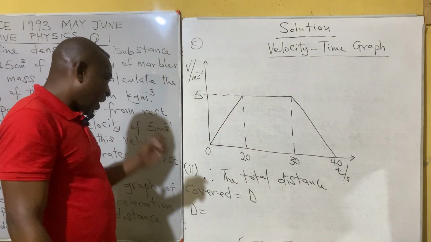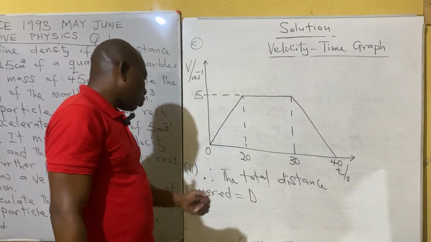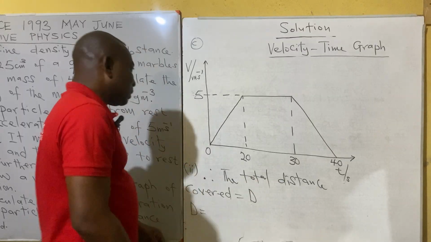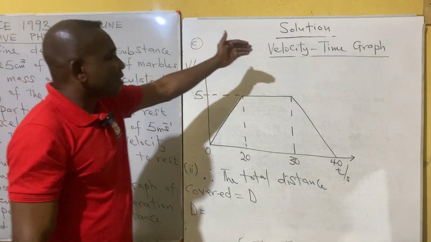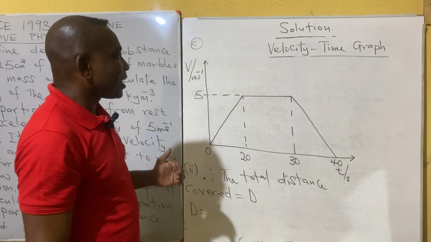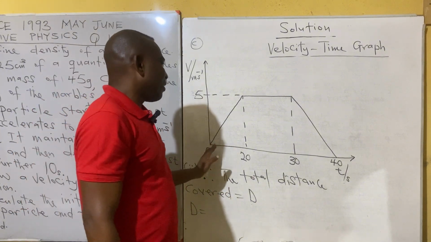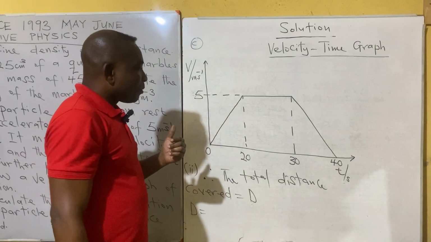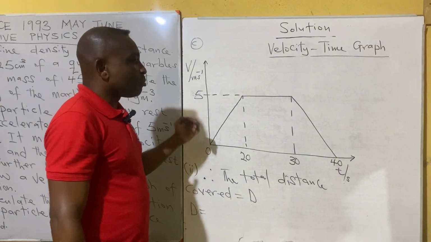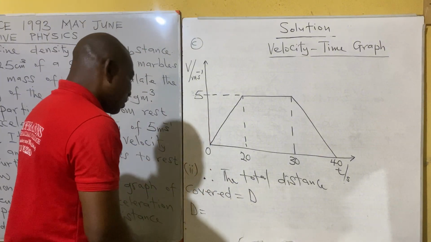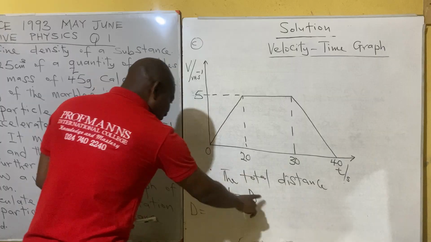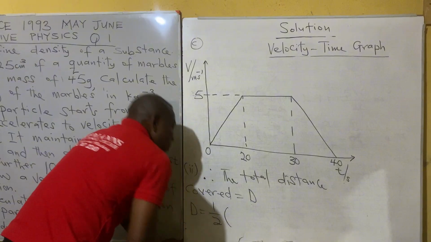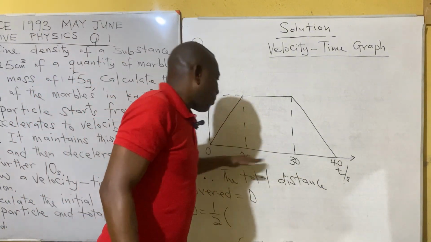The second aspect of the II question says that we should calculate the total distance covered. So we say that the total distance covered is equal to D. Now, in velocity time graph, the total distance covered is the area under the curve. And then the area under the curve is a trapezium. So we are going to use the formula for the area of a trapezium to calculate the distance covered. So D is equal to half times sum of the parallel sides. These are the parallel sides.